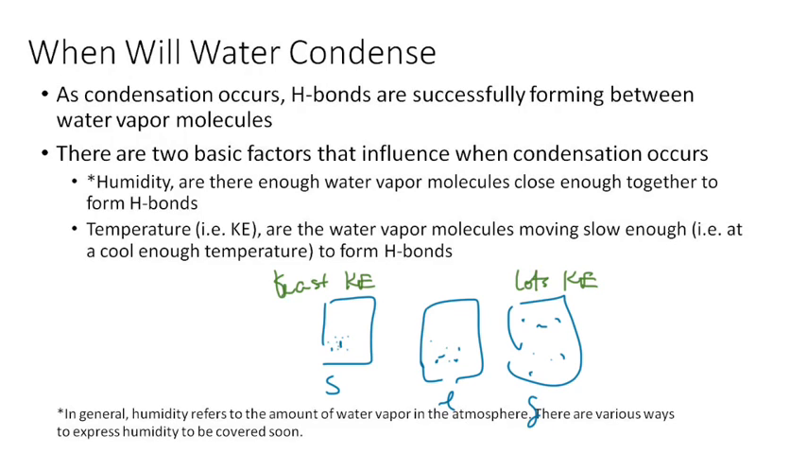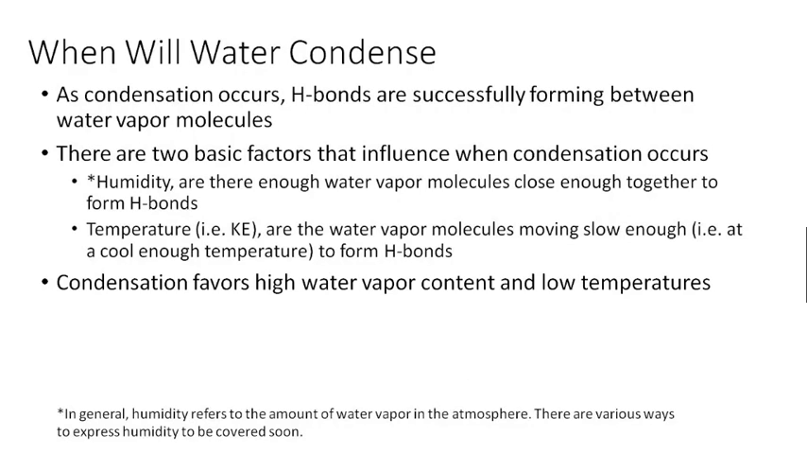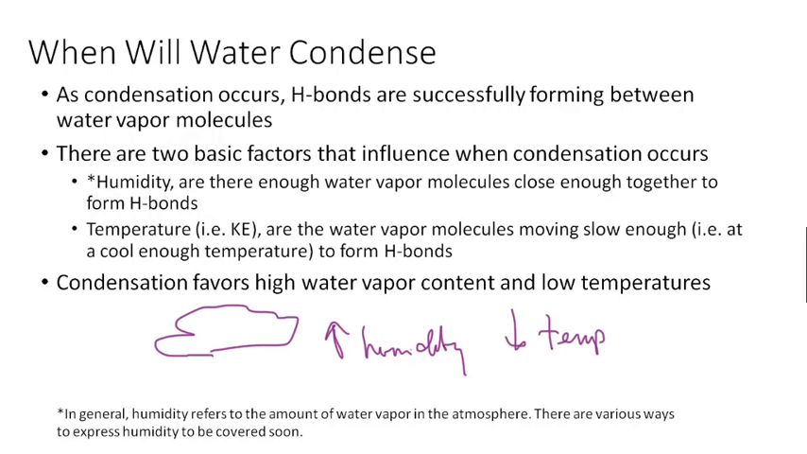Now, so here's the deal. Lots of kinetic energy would be favored at high temperatures, and solids are favored at low temperatures. Okay, so I'm sure that makes sense to you. So bottom line is, if you are trying to get a cloud to form, here's my cloud, what you need is high humidity and what? Low temperatures. And so those both kind of work together.